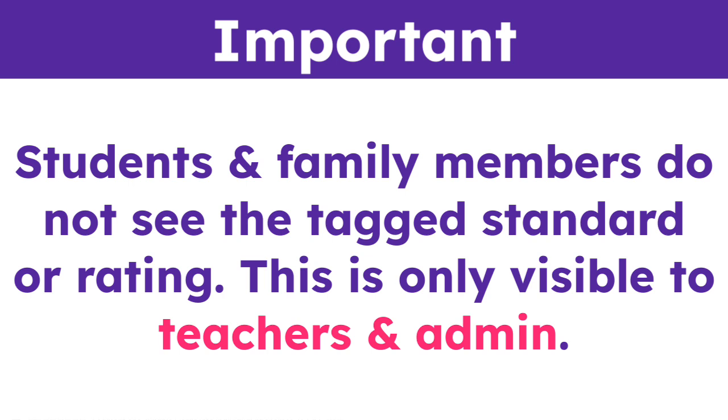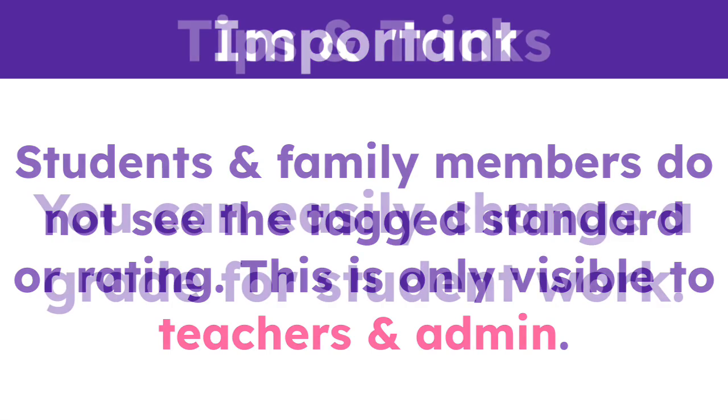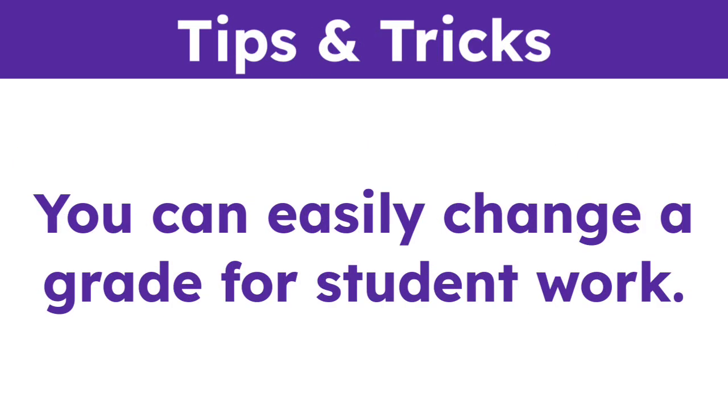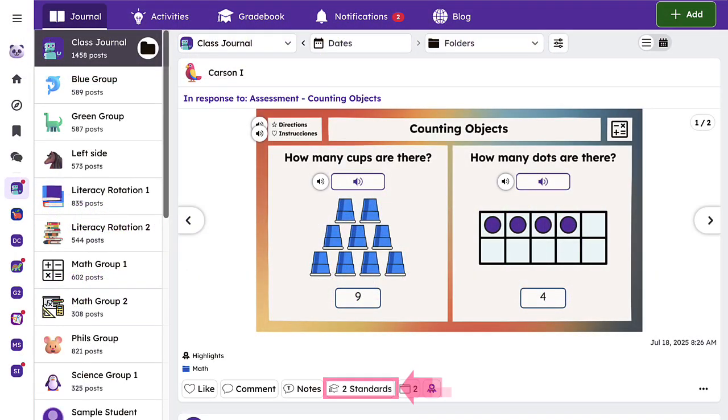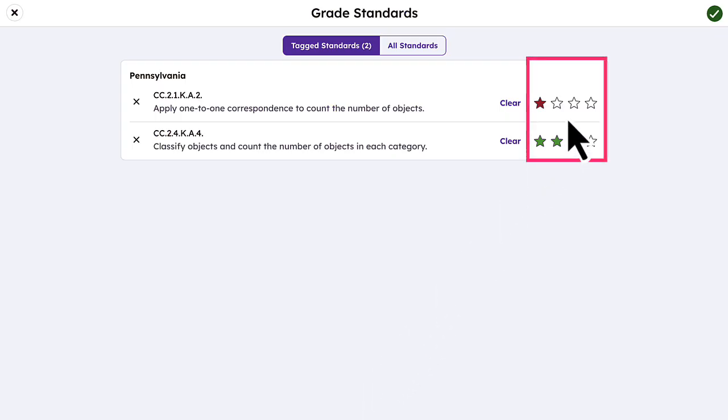Students and connected family members do not see the tagged standard or rating. This is only visible to teachers and admin. You can easily change a grade for student work. Just tap the graduation cap on the post in the journal and select a different star grade.